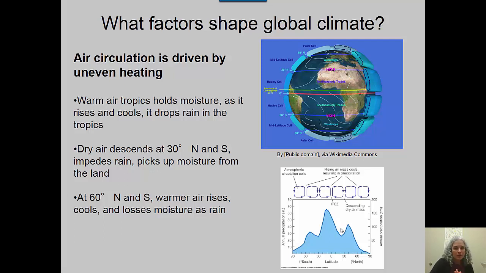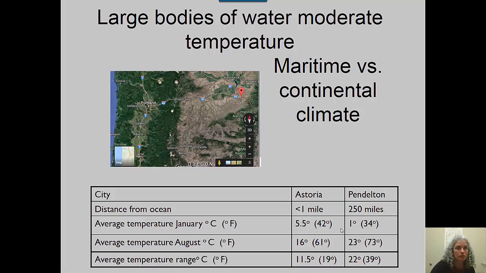So I want you to know that there's huge variations in both temperature and precipitation on the planet, and one of the reasons we see the variation in precipitation is the circulation of these air masses, which relates to the uneven heating of our globe. Other factors have a big impact on climate, and one of them is the distance from a large body of water like the Pacific Ocean.